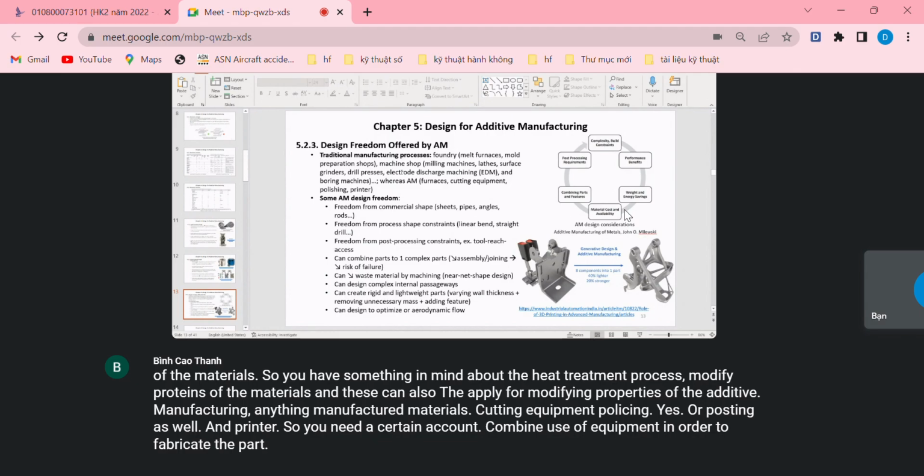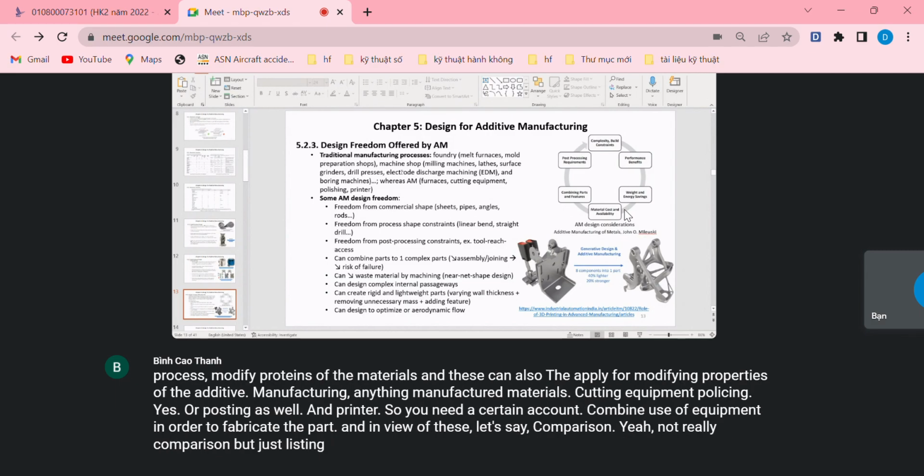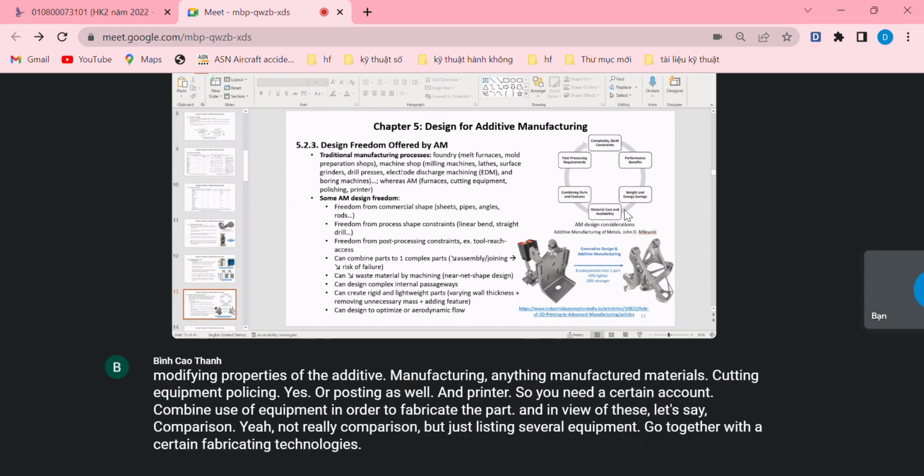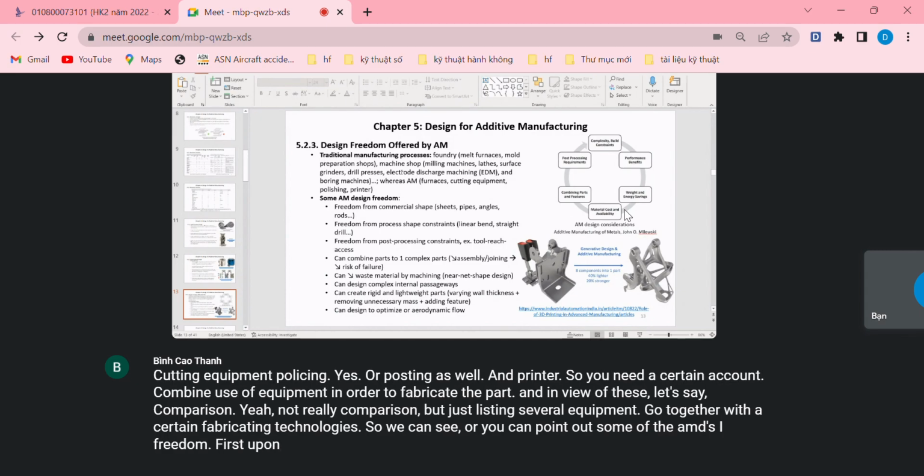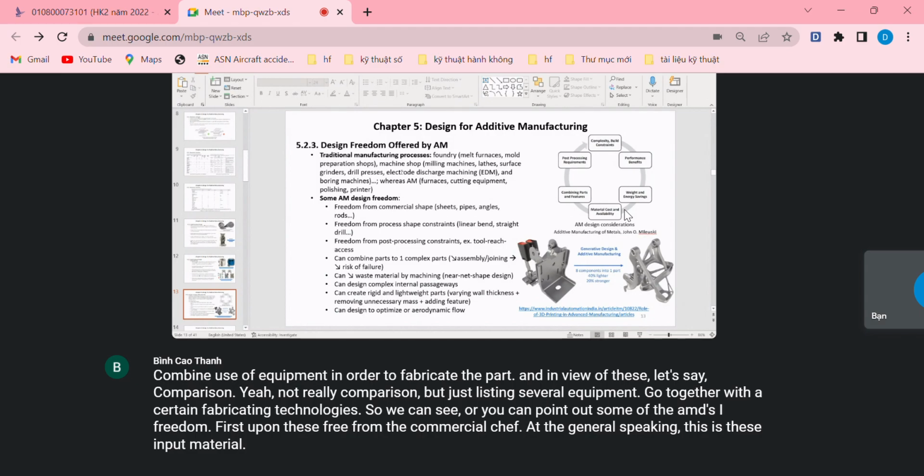And in view of this, let's say, comparison, not really a comparison, but just listing several pieces of equipment that go together with certain fabricating technologies, we can see, or you can point out, some of the AM design freedom. First of all, it is free from the commercial shape. Because generally speaking, these input materials are available.